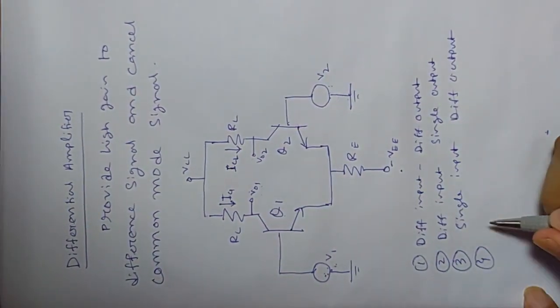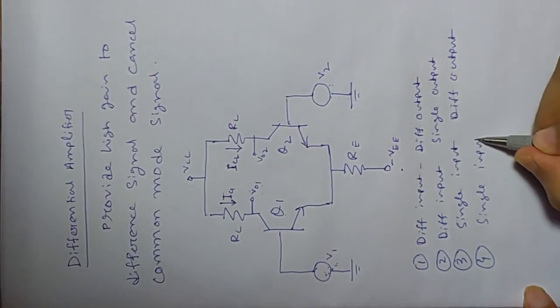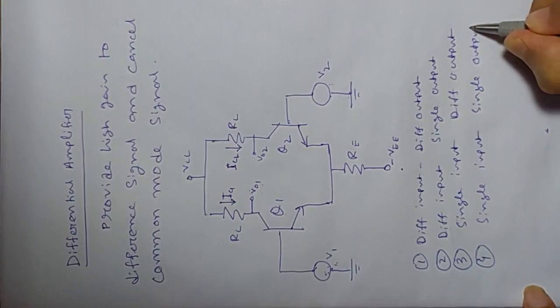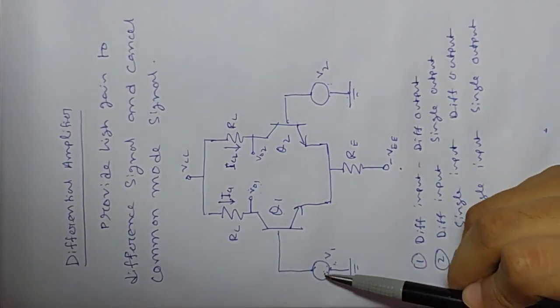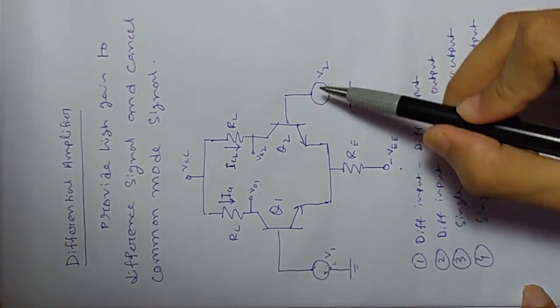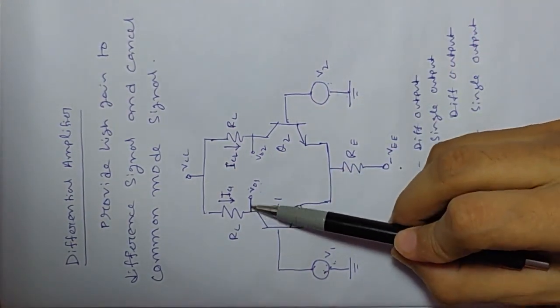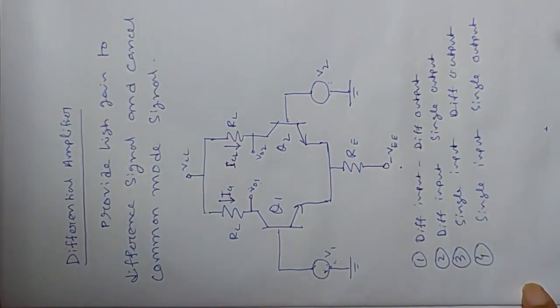And the fourth is single input, single output. In this case, you apply the input at either input, the other input is grounded, and you take the output from either of these collectors. So that will be single input and single output.